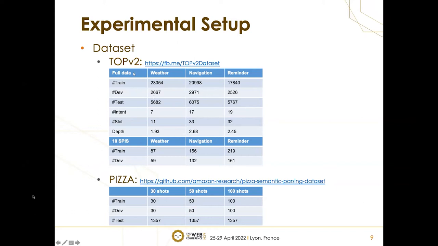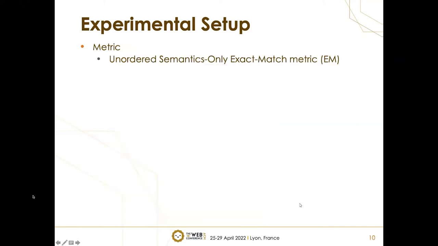For TOP, we study both the full data and the low data settings. For PIZZA, we only study the low data settings. Here is some detail of the experiment setup. To evaluate the performance, we use a metric called unordered semantic-only exact match.